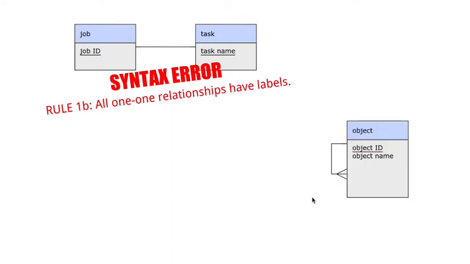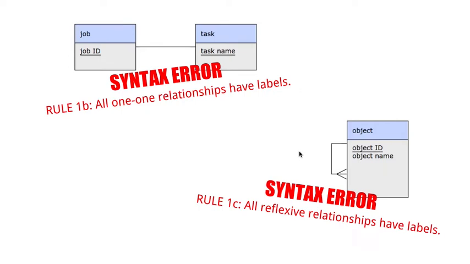Here's a fragment with a reflexive relationship with no labels. Syntax error. All reflexive relationships must be labeled. As written, it doesn't make sense to read. Reading upward, we say an object has one object, and reading it downward, we say an object has many objects. These two statements are either contradictory or confusing. Labels are required to clarify the meaning in each direction.